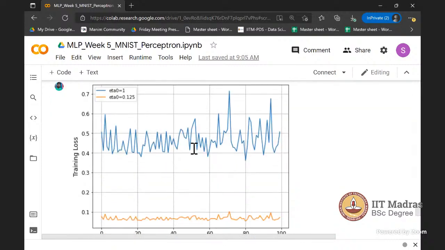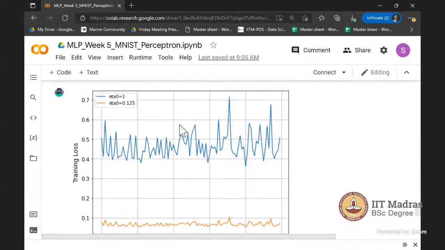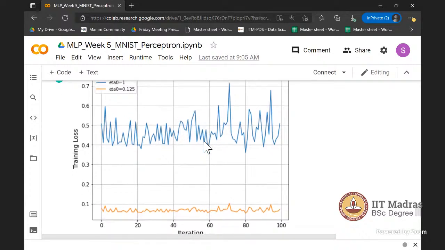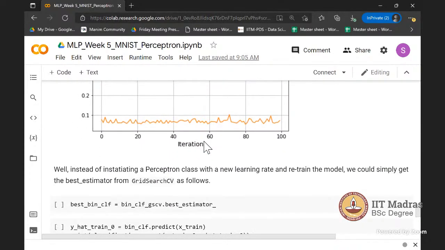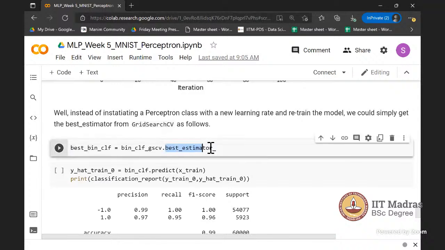Okay, and this particular chart represents the similar learning curve, but for two different learning rates. One learning rate is 1.0, the other learning rate is 0.125. And you can find that the training loss is actually low for learning rate 0.125. And we can get the best estimator from cross validation using the dot best_estimator_ attribute.